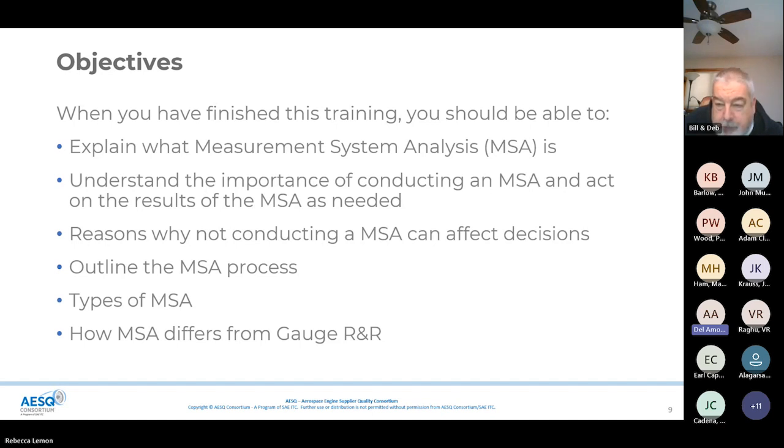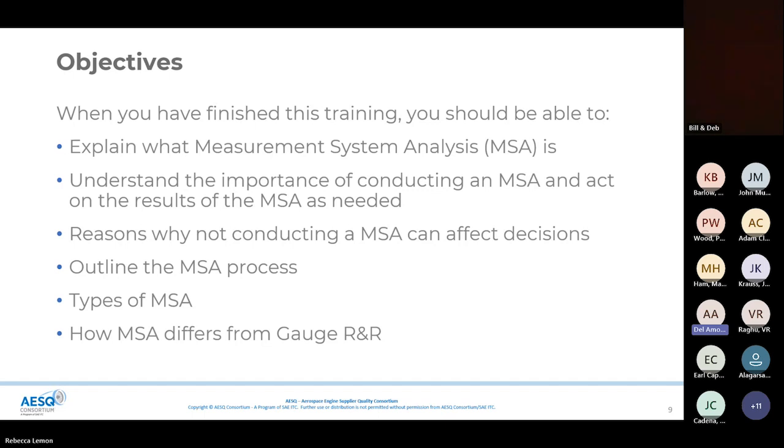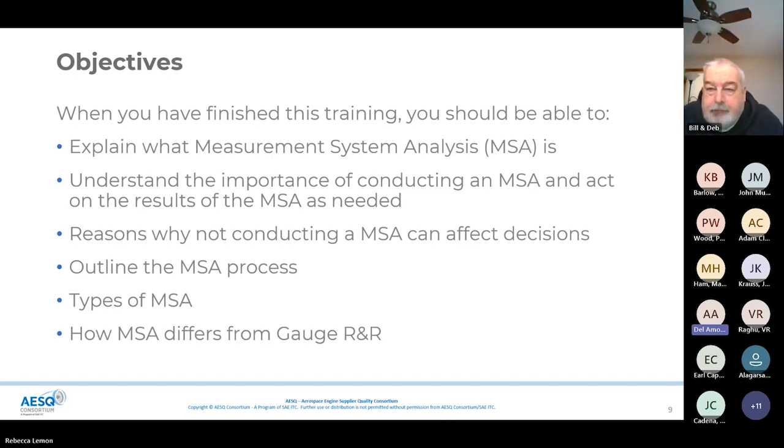Okay, so we're gonna try to make you understand how not conducting an MSA is going to affect your decision, in the sense that you might make decisions you will not be happy with later. After the webinar, you will be able to outline the MSA process, discuss the types of MSA, and select the type of MSA more appropriate for your data. And very important, you will be able to tell the difference between MSA and Gage R&R if they're different.